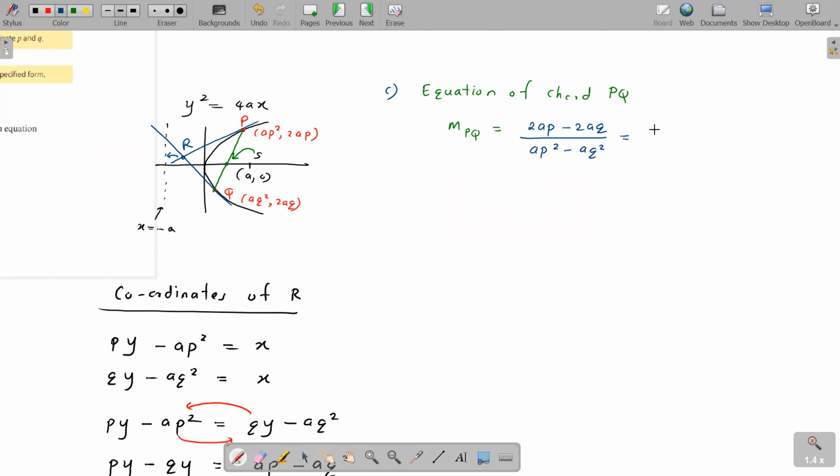Let's take the common thing out, 2A. So I get P minus Q on top. When I take A down, I get P square minus Q square. Do you agree with me? We can simplify further. Yes or no?